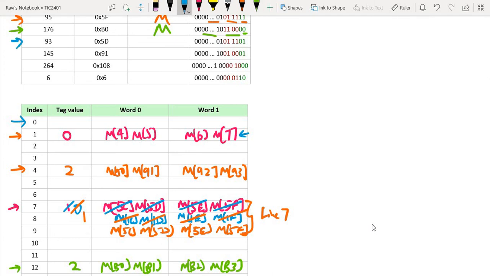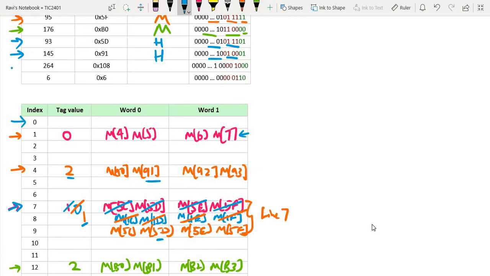The next access 5D. So 5D, you can see it maps to cache line 7 with a tag of 1. So cache line 7 with a tag of 1. It is currently in the cache, so this is considered a hit. So the content, which is 5D, which is this, will be returned back to the processor. The next one, hex 91, maps to cache line 4 with a tag of 2. So cache line 4 with a tag of 2 is also a hit. And this data 91 will be returned back to the processor.